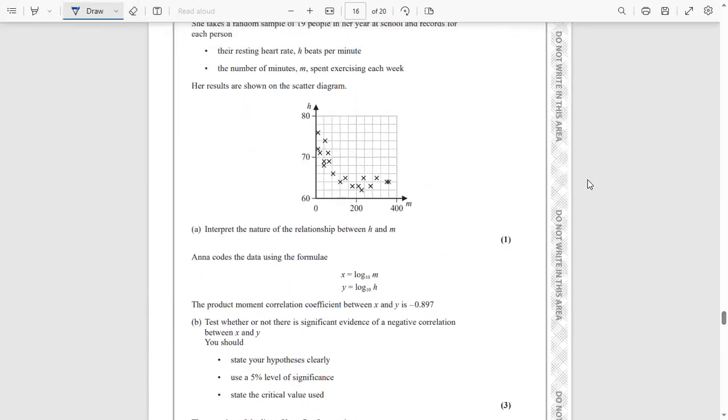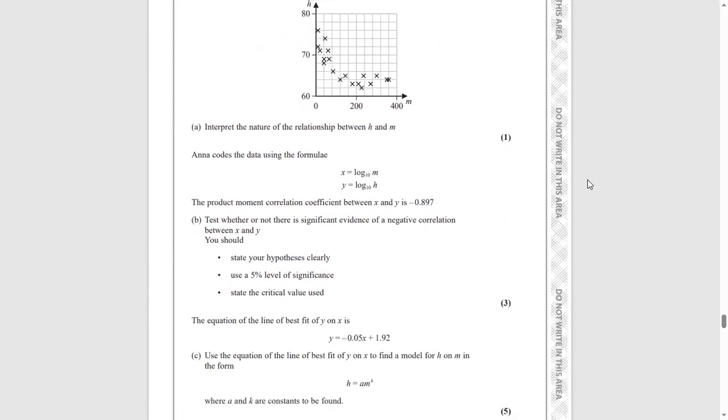So now let's go to part B. Anna codes the data using the formulae below. So x is equal to log base 10 of m, and y is equal to log base 10 of h. The product moment correlation coefficient between these new variables x and y is given by negative 0.897. So we want to test whether or not there is significant evidence of a negative correlation between x and y. So we've got to state our hypotheses clearly, use a 5% significance level test, and we've got to state the critical value that we used.